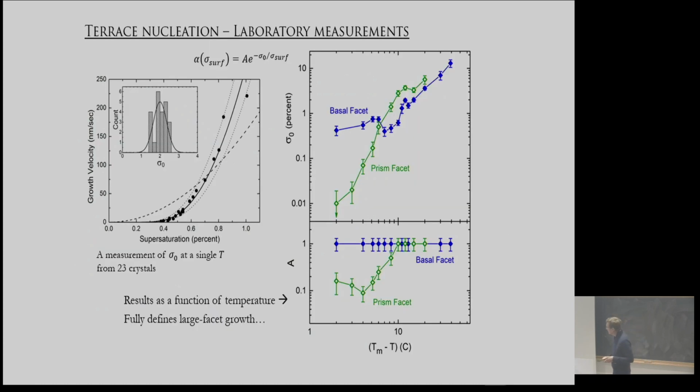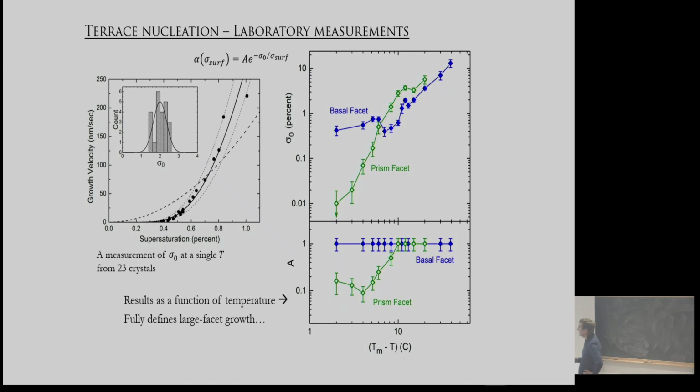Okay, so we do this a lot. Grow lots of crystals. Here's a sample. We got velocity as a function of supersaturation. This is this curve, and we can extract a sigma 0 from that. Here's 23 different crystals. We measured sigma 0. You see there's some scatter, and we do a fit to that, and let's get a number and an error bar. And that's at one temperature, at -12 or something. I forget what it is. But we do this over and over again with every temperature, and we try to do the basal and the prism facet as well.